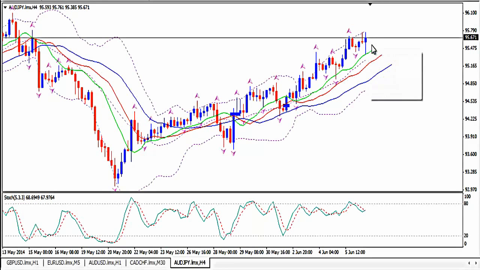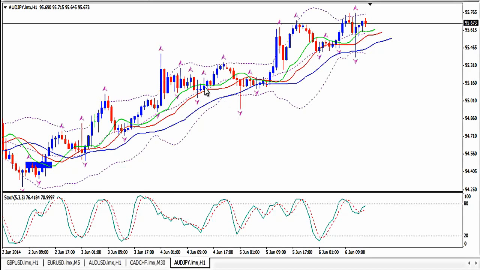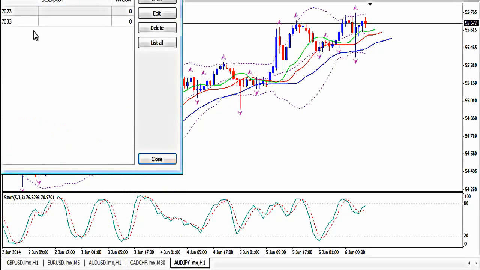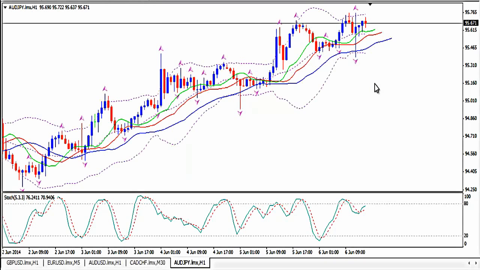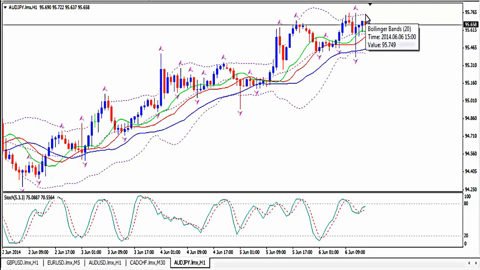Otherwise we wait for a short entry. But because the main trend of the pair is upward, we don't take short trades, we wait for the ideal conditions to enter long. On the H1 time frame, let me remove the objects. On the H1 time frame, no, we don't have ideal conditions to enter, because the price is close to the upper Bollinger Band. We want to see a correction before we enter.